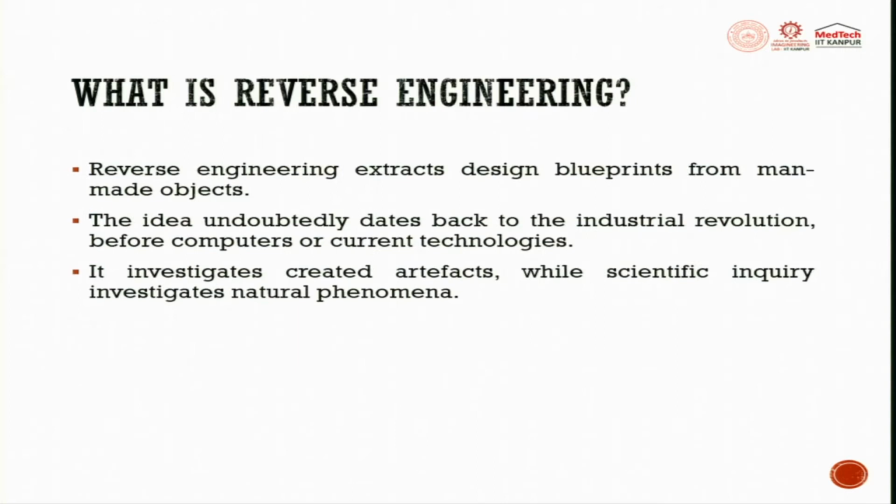What is reverse engineering? Reverse engineering extracts design blueprints from man-made objects. Reverse engineering could be applied to any of the processes, any of the products that you would like to replicate. For example, if you have a chair with you, you would like the carpenter to produce a similar chair. He will come, he will measure the dimensions using the measuring tape, he will see what are the different shapes, he will try to replicate the same components and same parts of the chair and try to produce it for you.